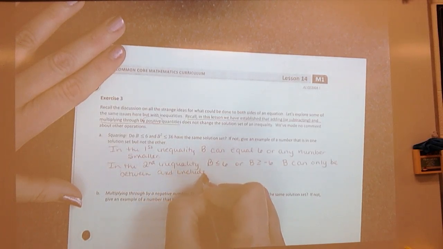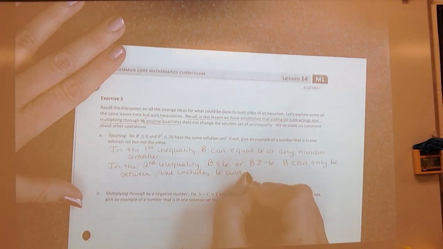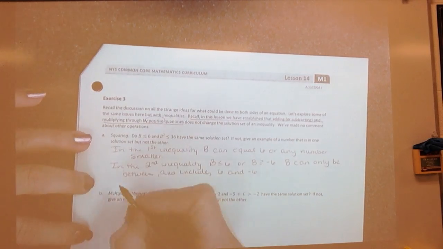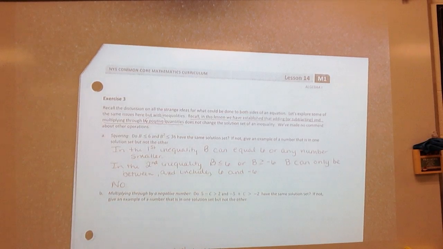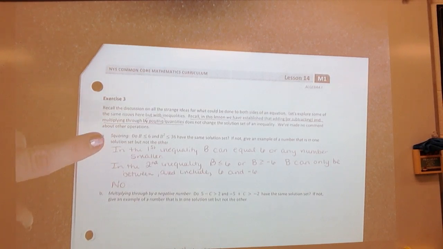And it can include 6 and negative 6. So do they have the same solution set? No, they do not have the same solution set. It says give an example of a number that is in one solution set but not the other.